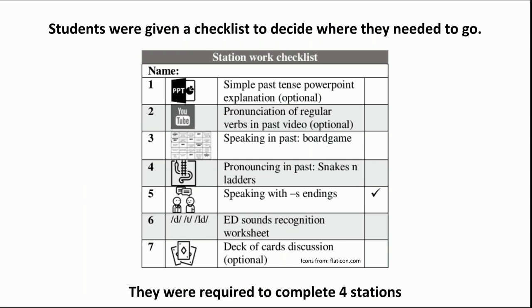The lesson I designed was a mixed in-class flip configuration with the purpose of reviewing and applying pronunciation communicatively. In order for students to choose a path to follow with the station work, they were given a checklist like the one you see on the screen, and they were asked to mark the ones they wanted to go to and needed to work on. It's important to keep in mind that from the 7 stations, they were only required to complete 4 of them.